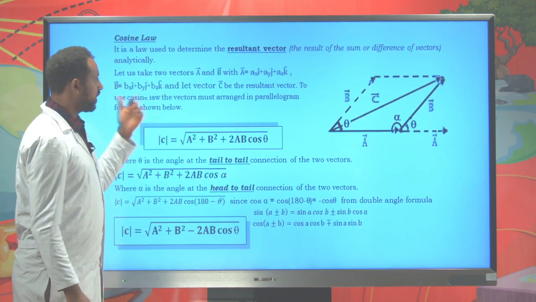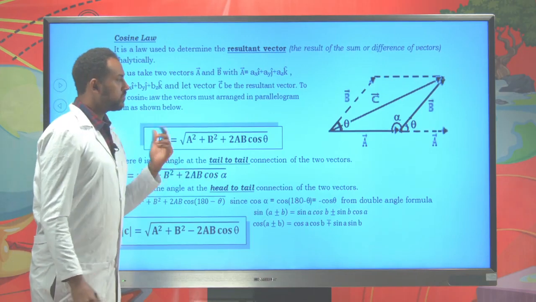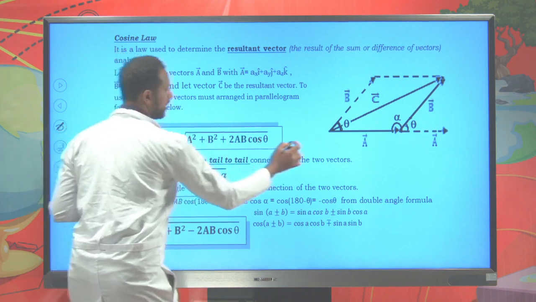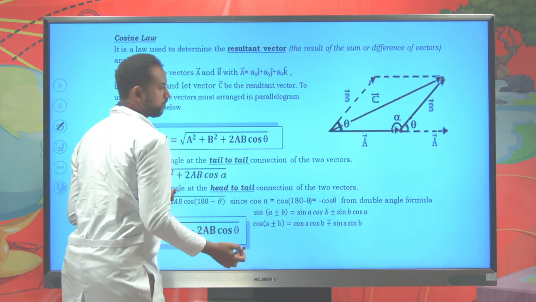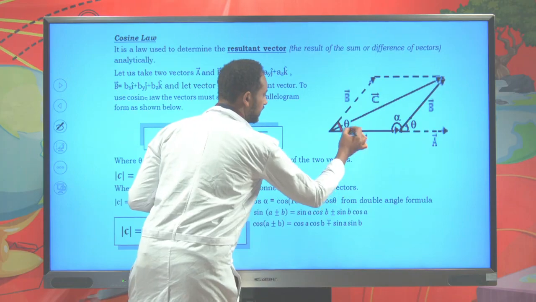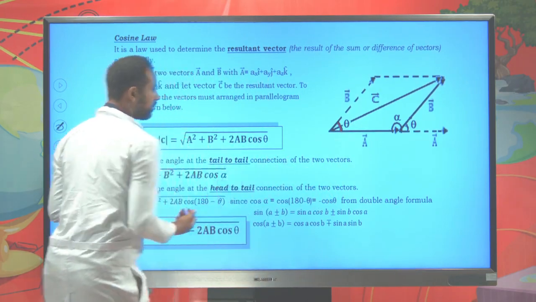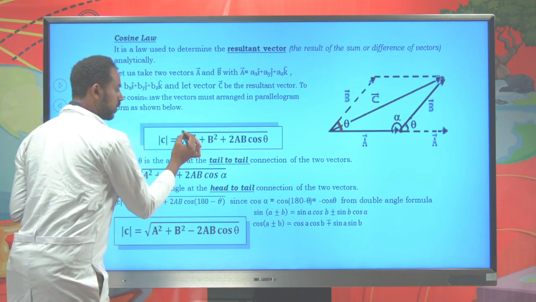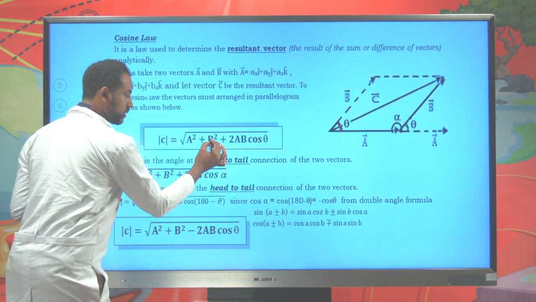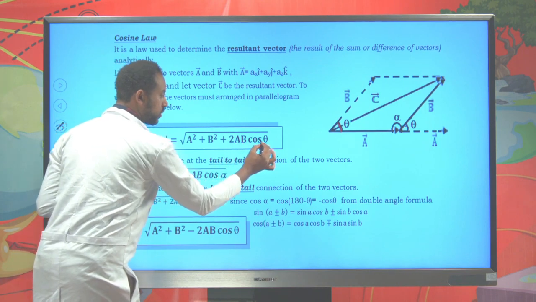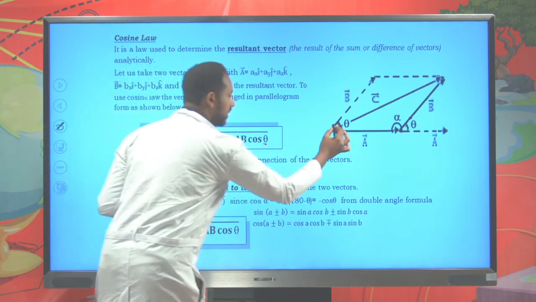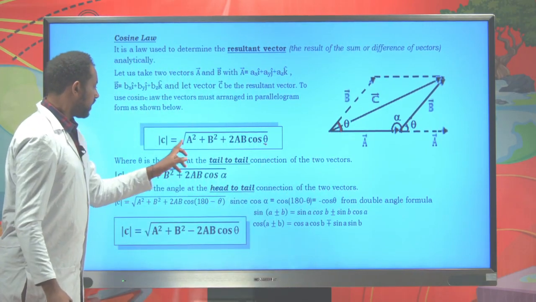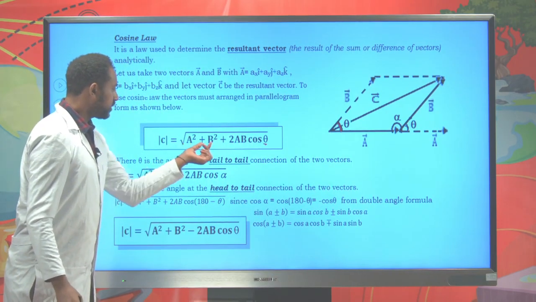And the cosine law is very helpful to determine the resultant vector of two vectors. For example, here you have vector A and vector B, and those two vectors have an angle theta between them. Therefore, to determine the resultant vector, let's say the resultant is C, using the cosine law, C squared is A squared plus B squared plus twice AB cosine of theta, where theta is the angle between the two vectors at the tail-to-tail connection.